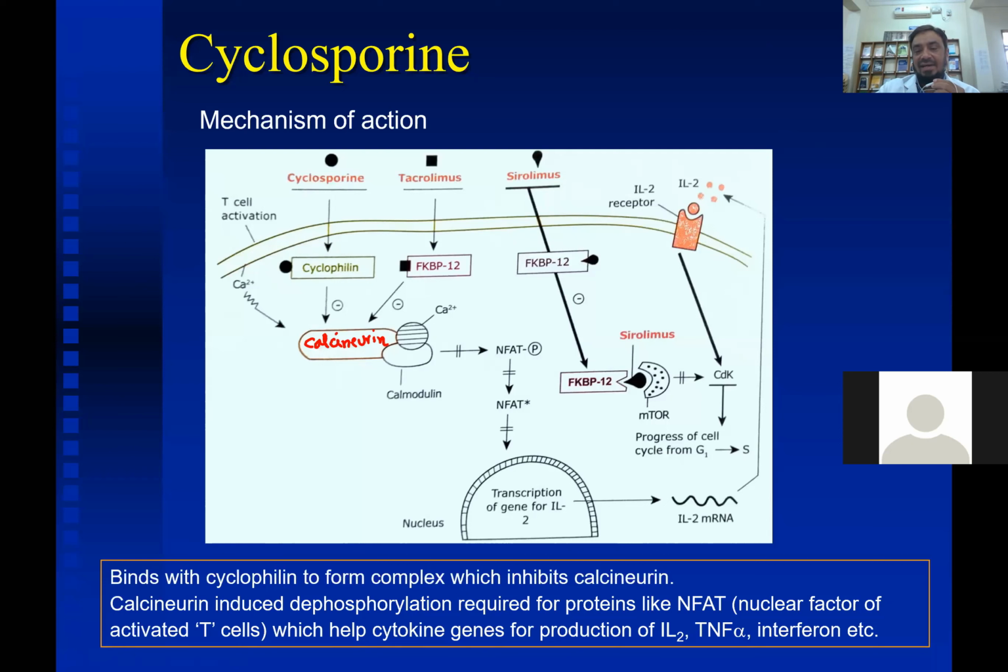Immunosuppressants are classified as calcineurin inhibitors. Then the second group is mTOR inhibitors. The third group is anti-proliferatives. The fourth group is glucocorticoids. And the fifth group is the biological agents.